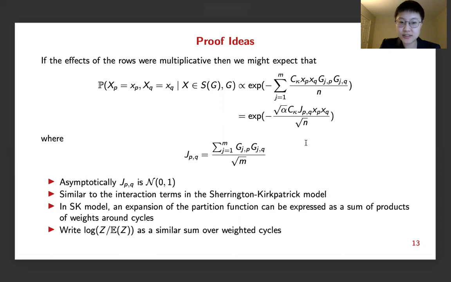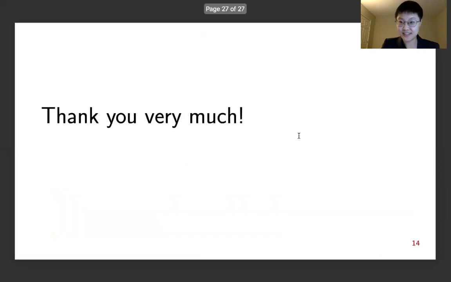And this looks very similar to the interaction terms in the Sherrington-Kirkpatrick model. We can use a similar expansion there and write the sums out. This helps us come up with this form of the generalized cycle count. So that's the rough proof idea. Thank you very much.